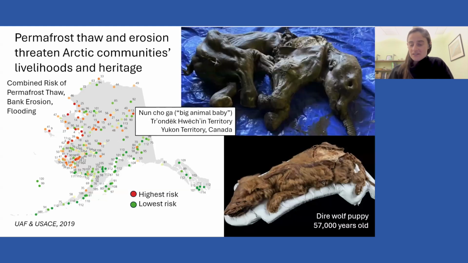In addition, permafrost contains a really amazing record of human history. So when people were crossing over the Bering Strait, a lot of the Arctic actually didn't have glaciers on it, and different animals, including their remains, were preserved in permafrost and have been mummified. So I just have a couple pictures of some of the most spectacular examples here. One is a dire wolf puppy, which was preserved in ice for 57,000 years. And then another is my favorite, Nun Cho Ga, which is big animal baby in Hän, a Trʼondëk Hwëchʼin name. This was an amazing find of a completely mummified baby mammoth that was discovered a couple of years ago in the Yukon Territory. So there's an important kind of human heritage that's preserved in permafrost as well.